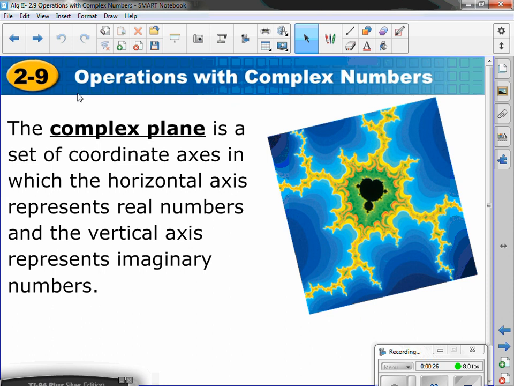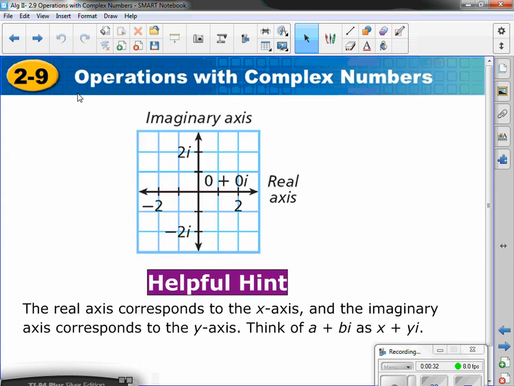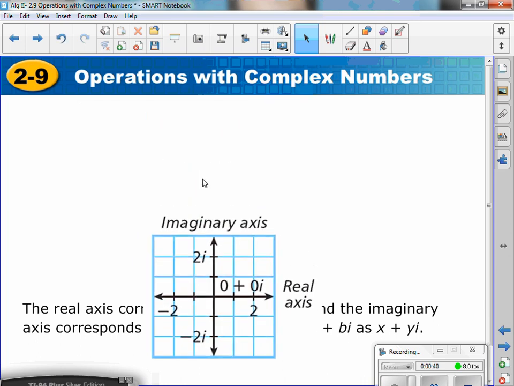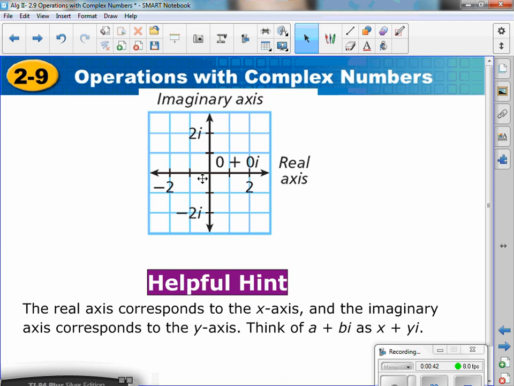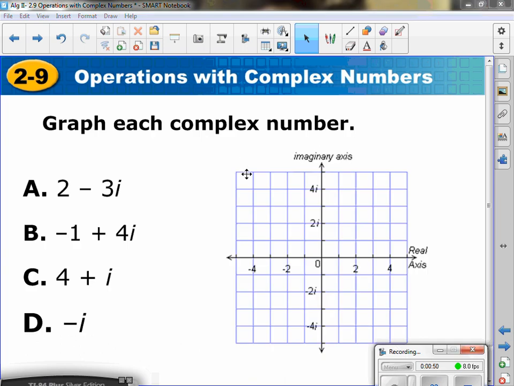The horizontal axis we're going to use for the real numbers. The vertical axis we're going to use for the imaginary numbers. So it's going to look like this. The y's are going to be your imaginaries. The x's are going to be your reals. Remember, it's in the form of a plus bi. Just make a 5 by 5. Imaginaries are your y's, reals are your x's.